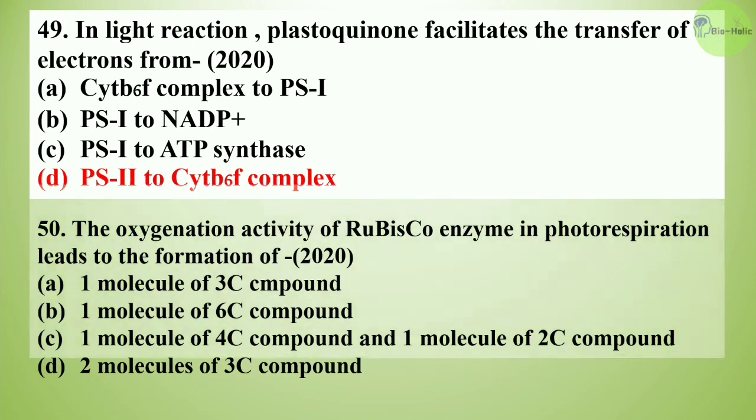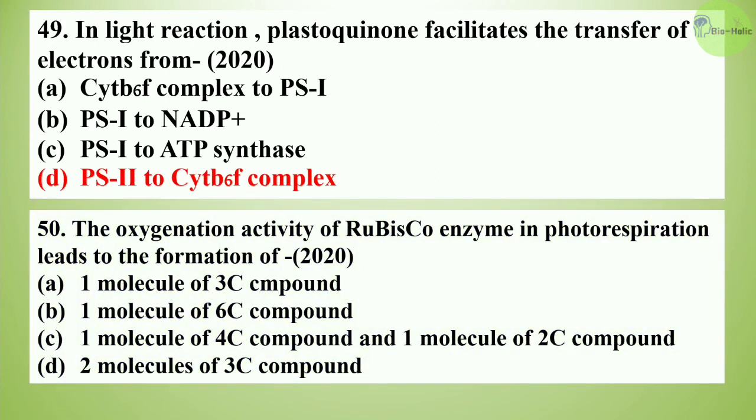And the last question is, the oxygenation activity of Rubisco enzyme in photorespiration leads to the formation of 1 molecule of 3 carbon compound, 1 molecule of 6 carbon compound, 1 molecule of 4 carbon compound and 1 molecule of 2 carbon compound and 2 molecules of 3 carbon compound.